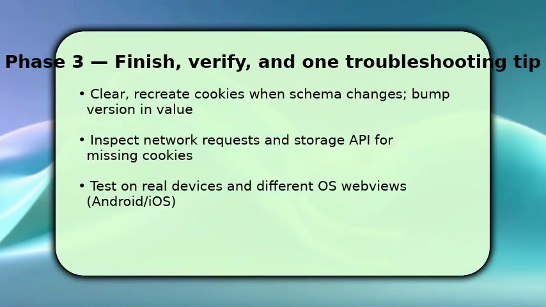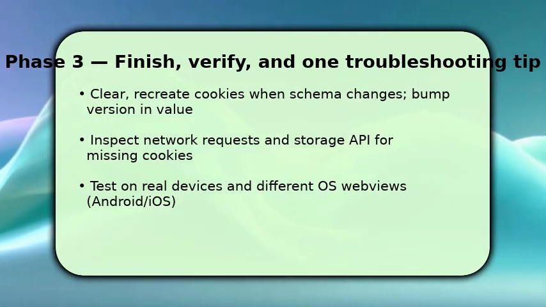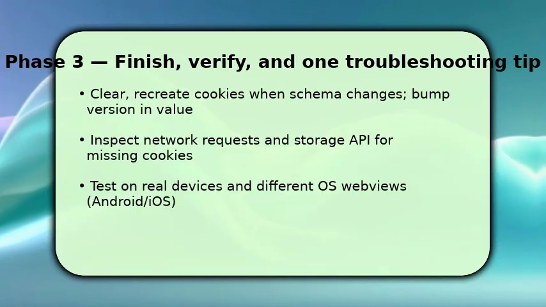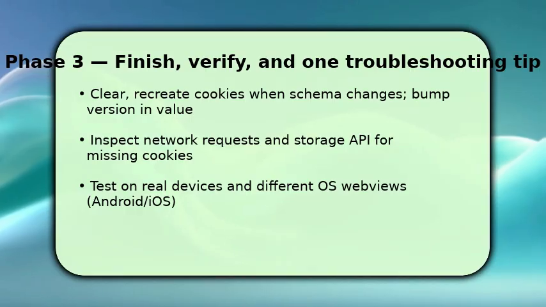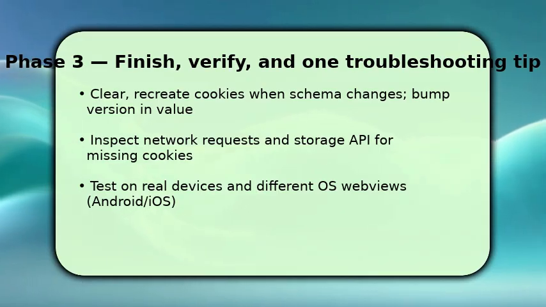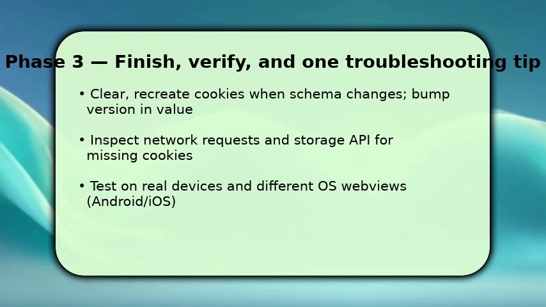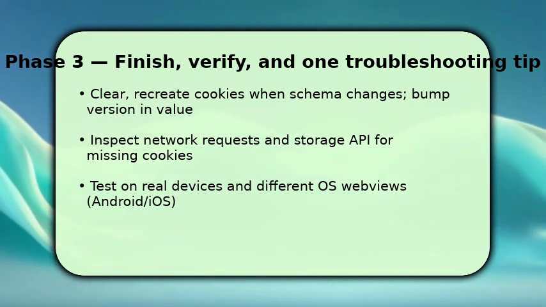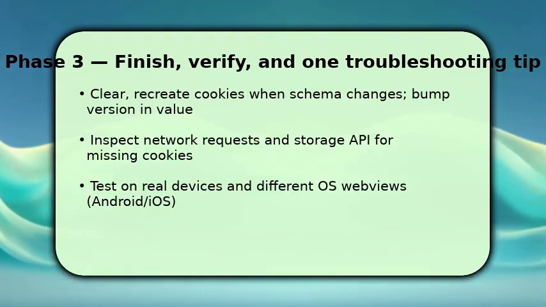You finish by implementing delete and recreate flows. When schema changes, clear old cookies and bump a version field inside the value so clients migrate cleanly. Once done, validate with network inspectors and the platform storage viewer to confirm cookies are sent and persisted. If cookies don't appear, check domain/path mismatches, secure flag on HTTP, and SameSite blocking. Make sure to retest on real devices and different web views. Emulators can mask platform-specific issues, so verify on both Android and iOS.